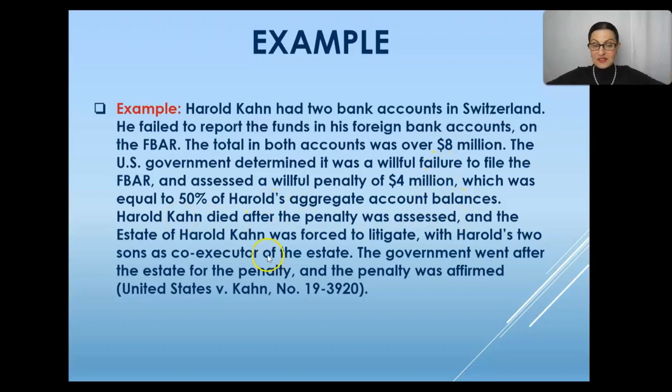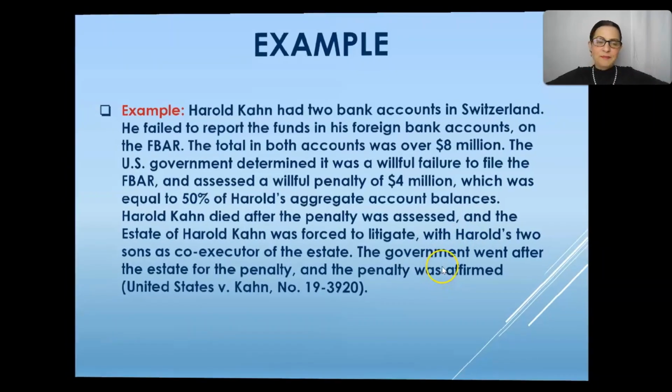The estate of Harold Kahn was forced to litigate. Basically, his 2 sons, this poor guy, he died. So the stress of this probably killed him. And then the 2 sons were the co-executors of the estate, and his kids had to deal with the IRS afterwards. The government went after the estate for the penalty, and the penalty was affirmed. So the sons tried to fight this as the executors of the estate, and they lost. And they had to cough up the money, I'm assuming.